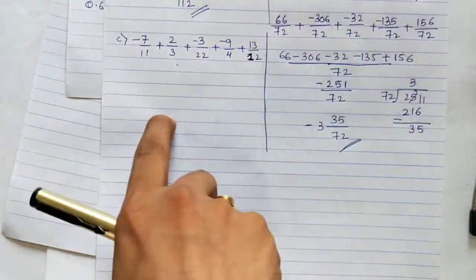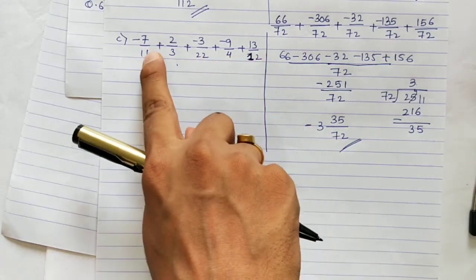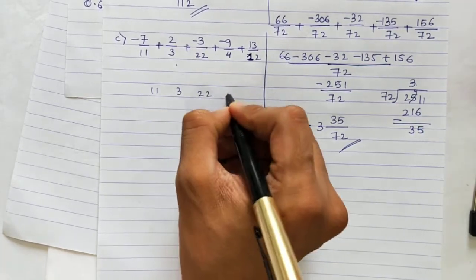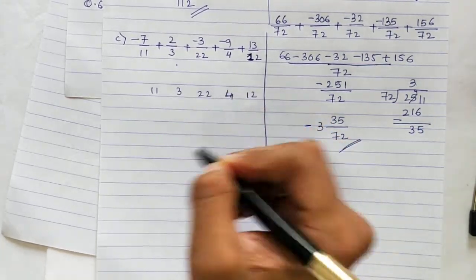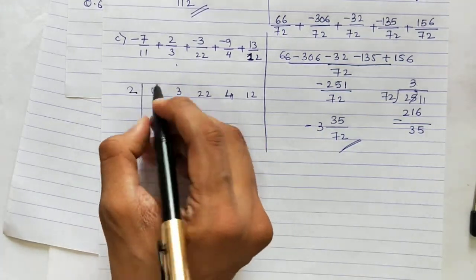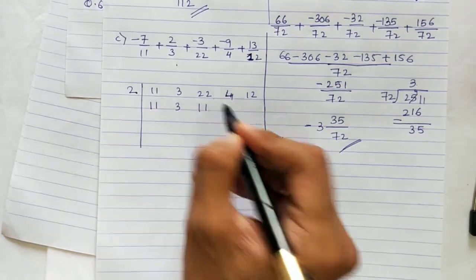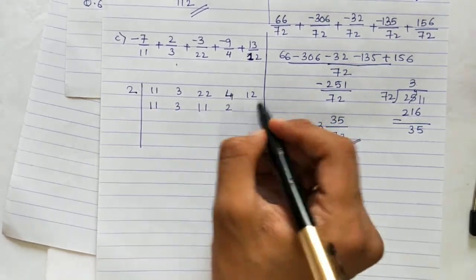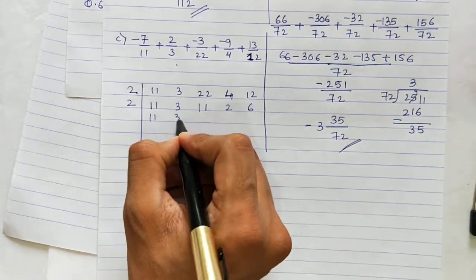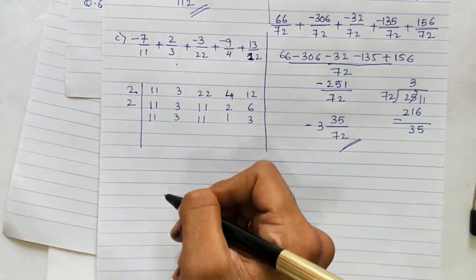In this question again, we'll take the LCM of the denominators. So denominators are 11, 3, 22, 4 and 12. Let's start with 2. 2 is not divisible by 11, so it will come as it is. 3 will come as it is. 2 11s are 22. 2 2s are 4. 2 6s are 12. Again 2, 11, 3, 11. 2 1s are 2. 2 3s are 6.